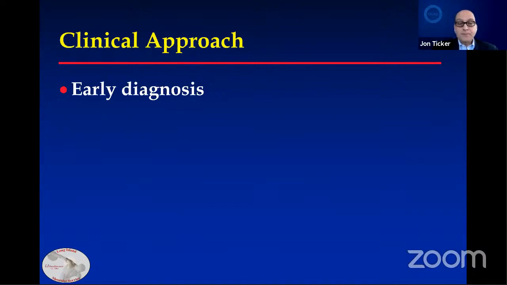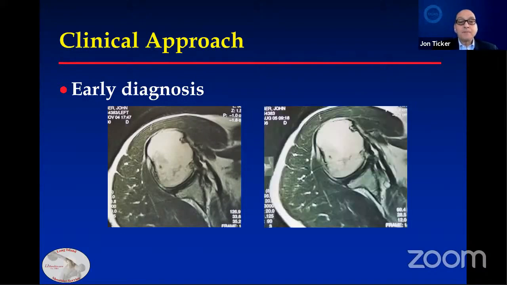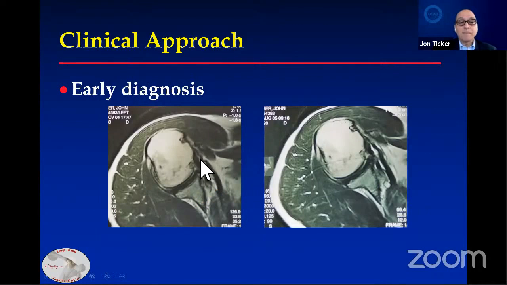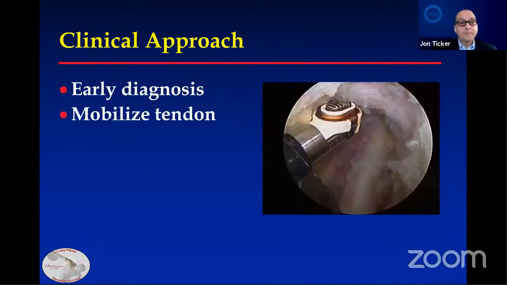The clinical approach, early diagnosis is important. This is a patient I saw after an acute subscapularis tear. And this is him, I recommended surgery. This is him 9 months later. The tendon retracts, you lose the wavy appearance of the acute tear. Here you can see it. Because you want to avoid a late diagnosis with an irreparable subscapularis tear.